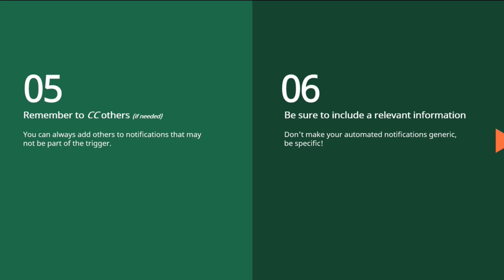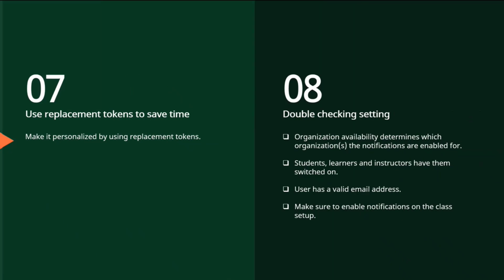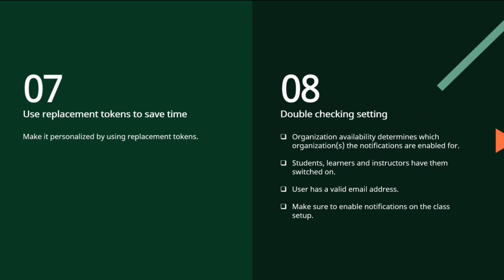The next tip I'm going to show you, though, is going to help with that. It's going to help you understand how you can make that information very specific. And that's using the replacement tokens to save time. The replacement tokens are a way that you guys can actually use tokens to look in the system and replace them with the value.